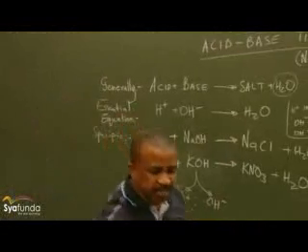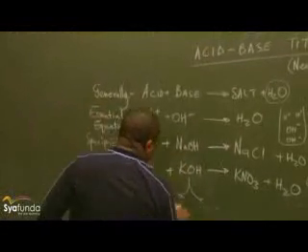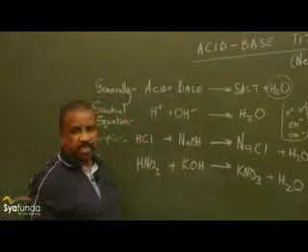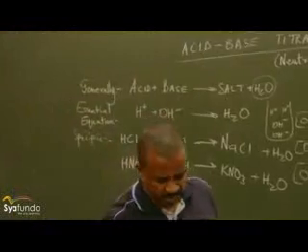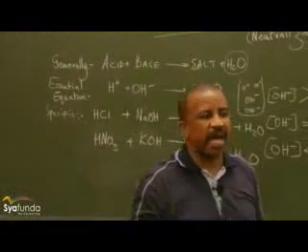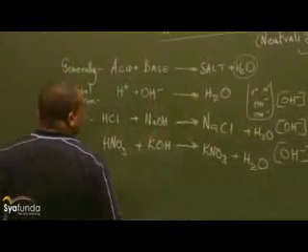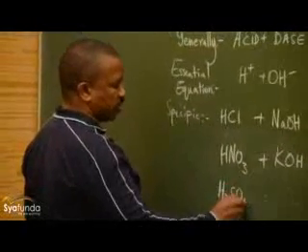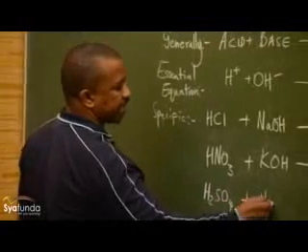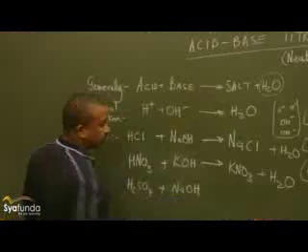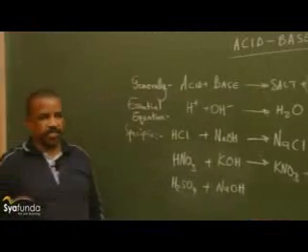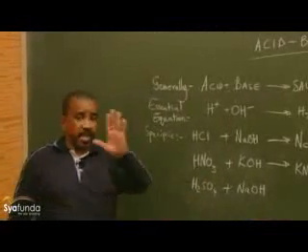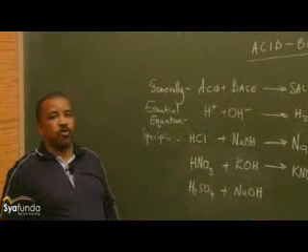Now, let's take another example. What if that acid is diprotic? In diprotic, we have, let's say, H2SO4 plus sodium hydroxide. Then it gives a problem. Diprotic, if diprotic, we keep our hydrogen number as we said before.